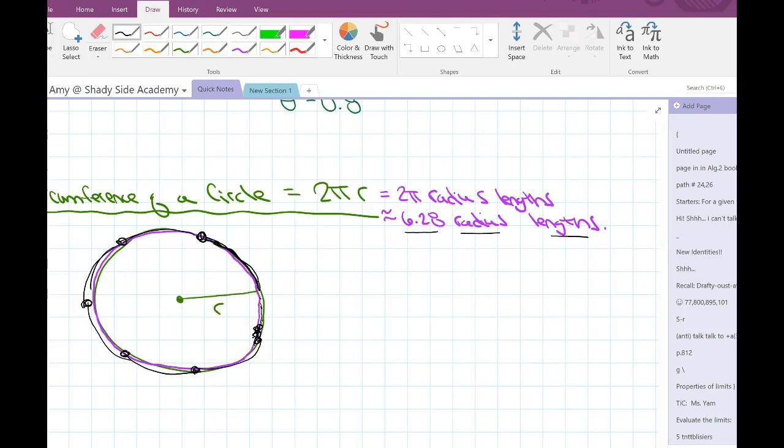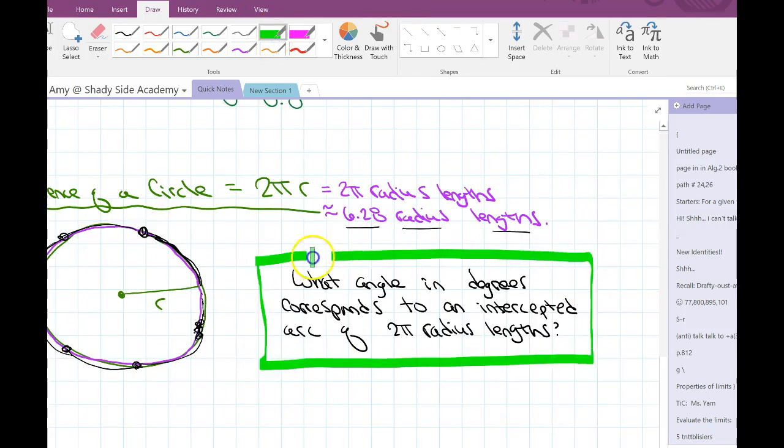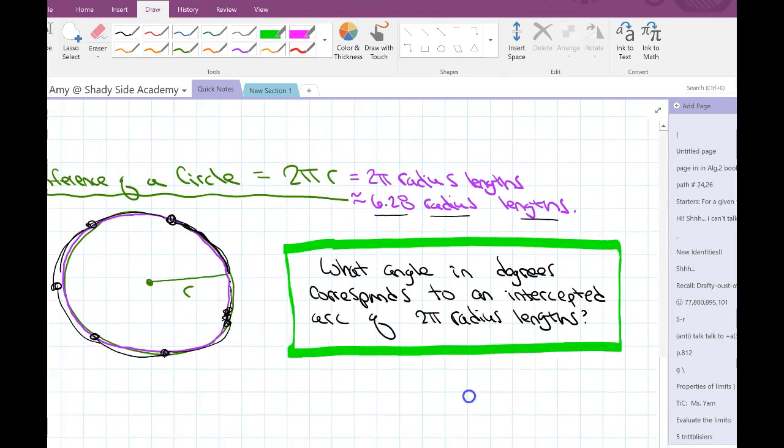So here's a question I want you to ask someone right now next to you in class. You can ask yourself. What angle in degrees do you think corresponds to an intercepted arc of 2 pi radius lengths? If you want to take this all the way on your own, you can pause me here and then replay me when you have an answer. If you want to walk through it with me, you certainly can.